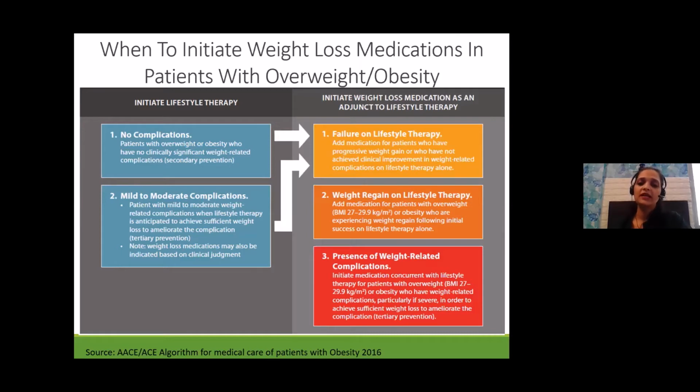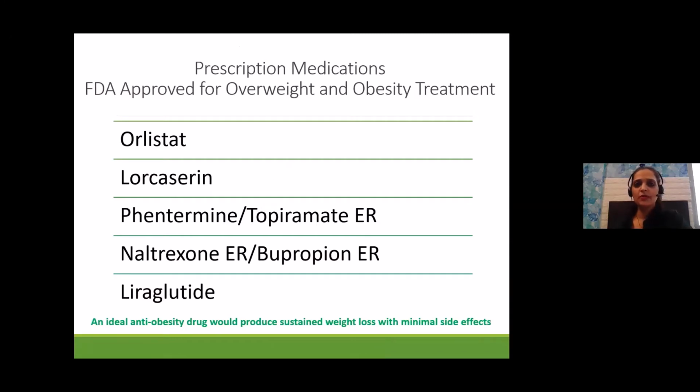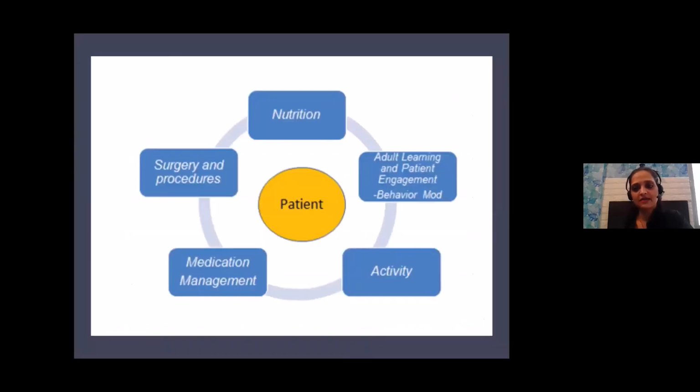Weight regain on lifestyle therapy is also a consideration. After a phase of weight loss, the patient regains weight, and then to help the patient stay in the safe zone, a medication can be planned. The presence of weight-related complications and comorbidities is also an aspect to consider for medications. For prescription medication, the FDA has approved 5 drugs for now: orlistat, lorcaserin, phentermine and topiramate, naltrexone and buprenorphine, and liraglutide. An ideal anti-obesity drug would produce sustained weight loss with minimal side effects.